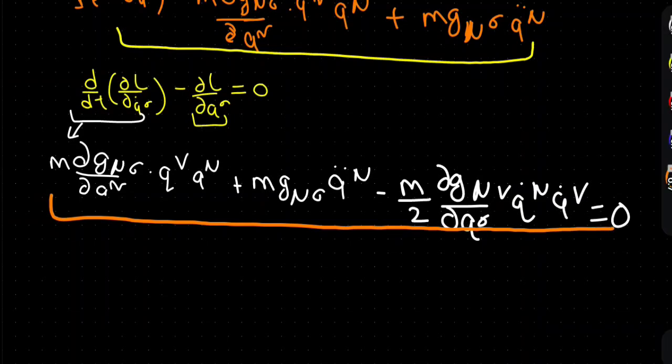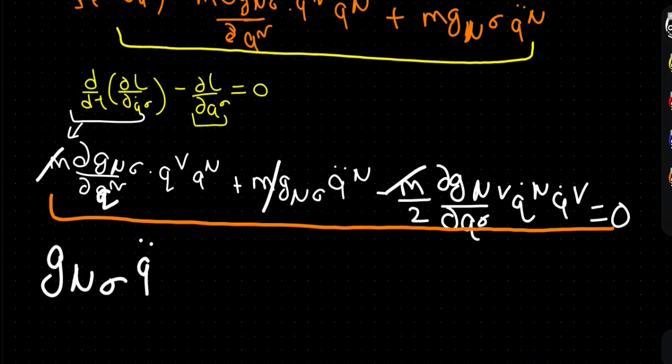Now what we have to do is some calculations to take common. Let's see what we can take common. So first of all, I will cancel the mass term. Mass and mass will cut out. Then I will do it like that. Now g mu sigma q double dot mu.